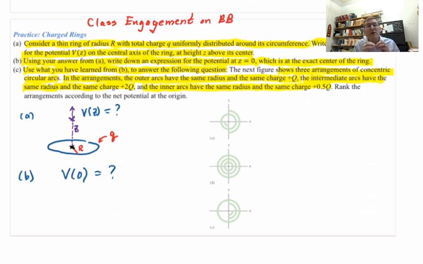Right? So all inner arcs have the same radius, all middle arcs have the same radius, all outer arcs have the same radius. All inner arcs have charge plus 0.5q, all middle arcs have charge plus 2q, and all outer arcs have charge plus q. You need to basically get an expression for the net electric potential at the origin at z equals 0 for each of these arrangements, because you need to rank the arrangements according to the net potential at the origin. Greatest first.